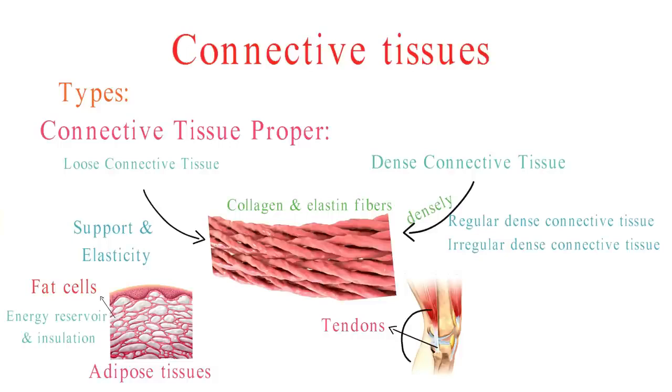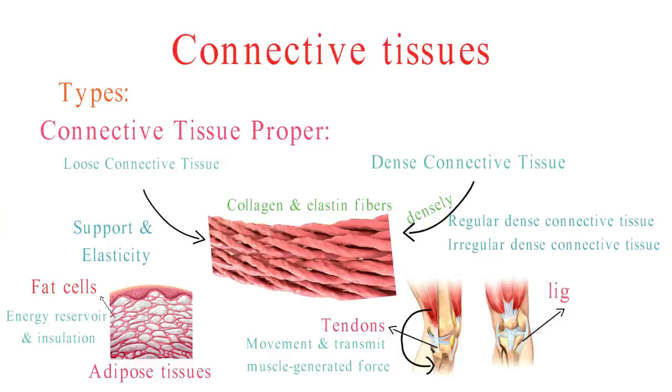Tendons, which connect muscles to bones, allow movement and transmit muscle-generated force. And ligaments, which connect bones to other bones, on the other hand, stabilize joints and prevent excessive movement. Both fall under this category.